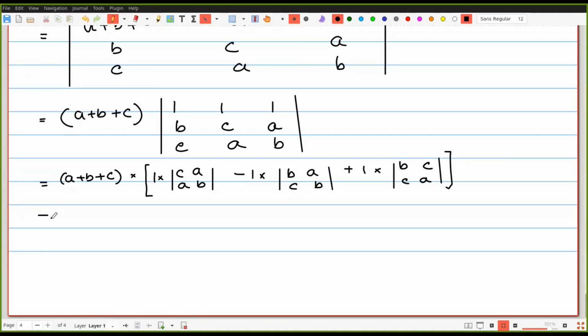Okay, let's multiply and check. a plus b plus c, that one: cb minus a square, minus b square, as that is minus, so that is minus b square, and minus of ca is becoming plus ac or ca. Okay, minus of minus ca, that is plus ca, plus ba or ab minus c square.